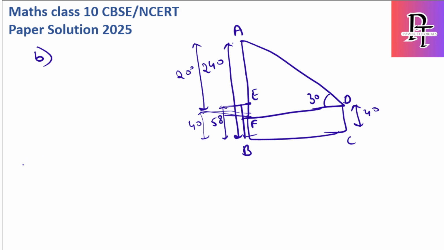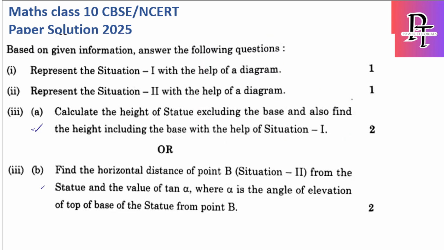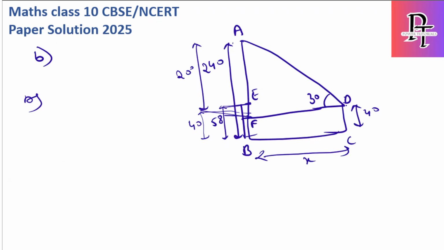Okay, let's see what they are asking now. In this question we already have height values, but we don't know the distance value, so I think they are asking for the distance itself. The first is to find the horizontal distance and the value of tan alpha, where alpha is the angle of elevation of the top of the base of the statue from point B. So this is point B. They are asking for this tan alpha. But still, first let's find the x value.